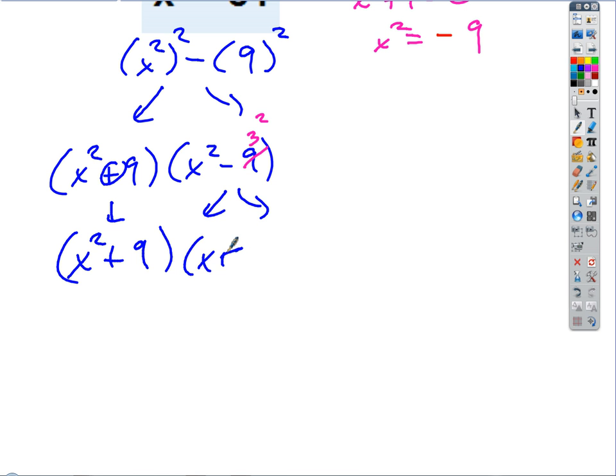X plus 3, x minus 3. In Moodle, it doesn't matter which one you put first. Makes no difference. Okay.